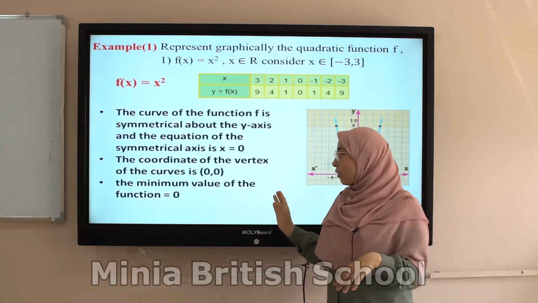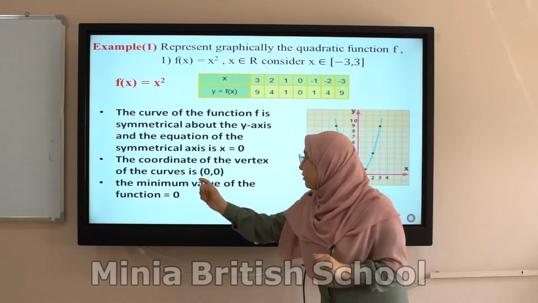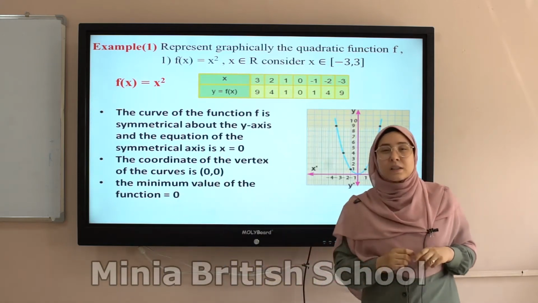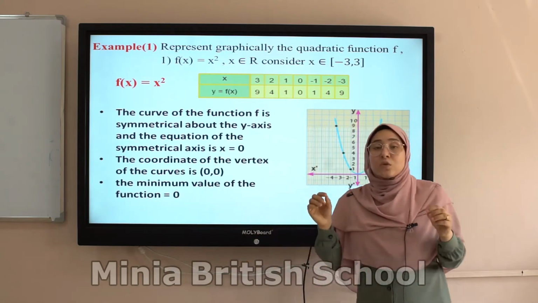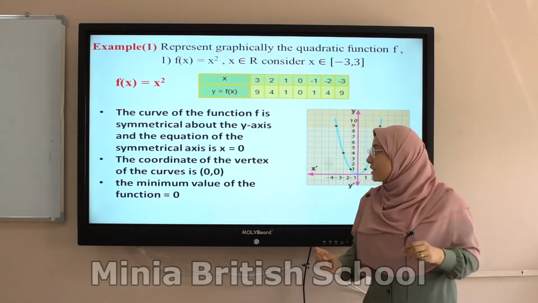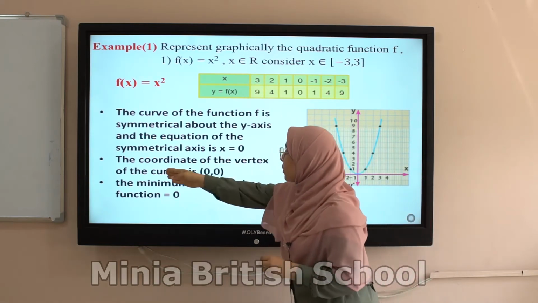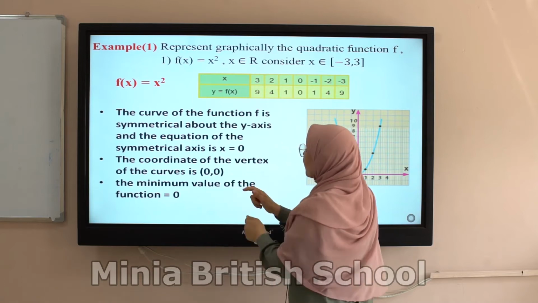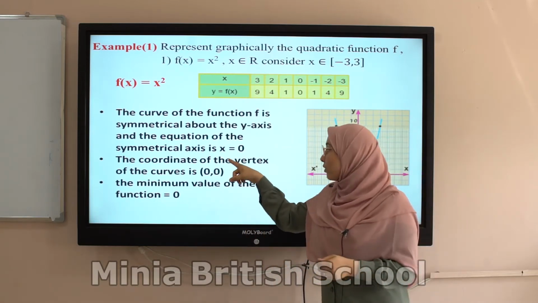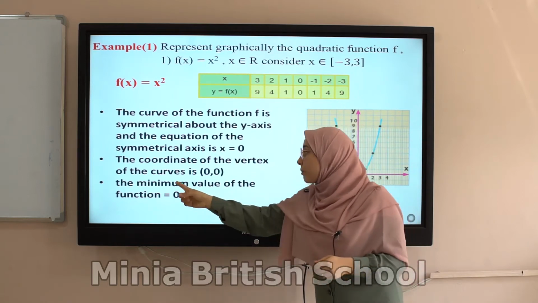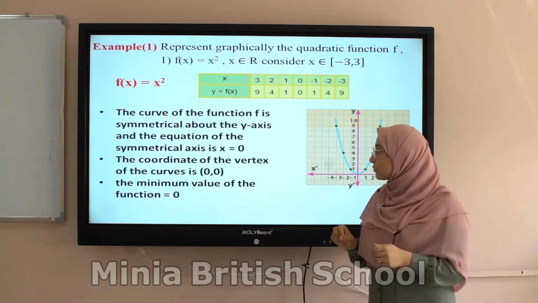The minimum value of the function equals 0. To find the minimum value of the function, we take the y coordinate of the vertex of the curve. I said the vertex of the curve is (0, 0). The value of the y coordinate here equals 0. So the minimum value of the function equals 0.